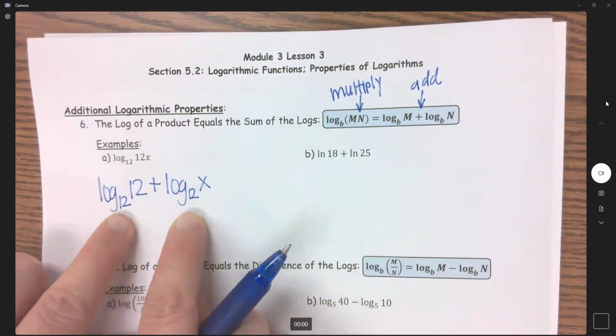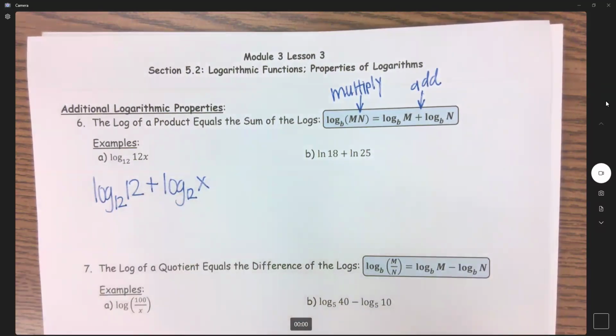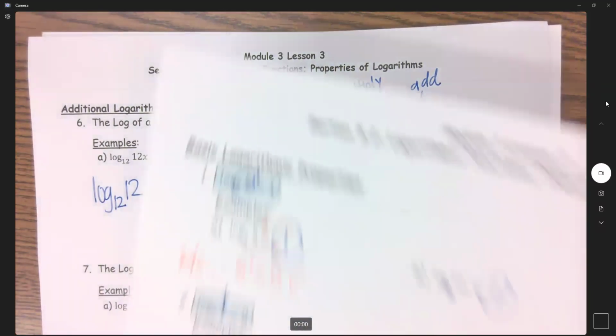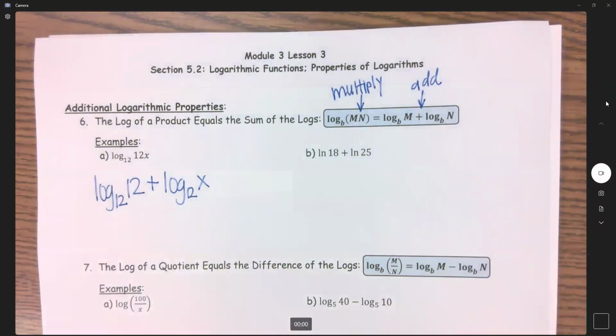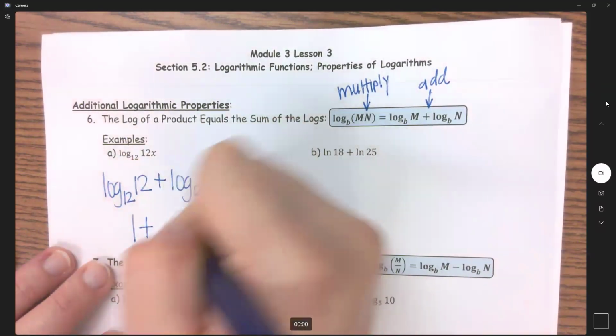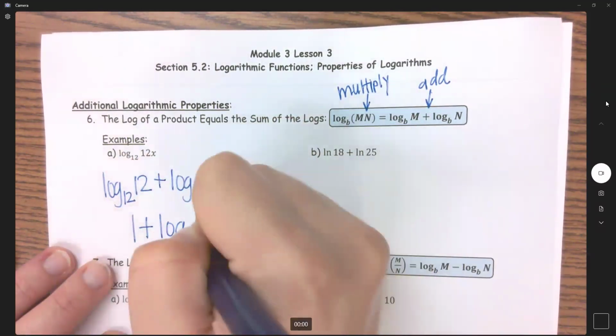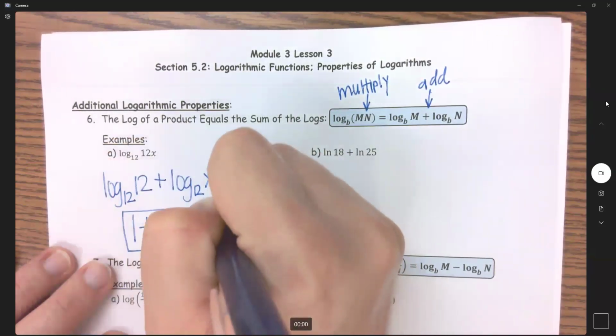Now, log base 12 of 12 is one of my properties. If I have the same base and what it is of, then that's going to equal 1. So this will become 1, and I can't do anything here. So now we have 1 plus log base 12 of x.